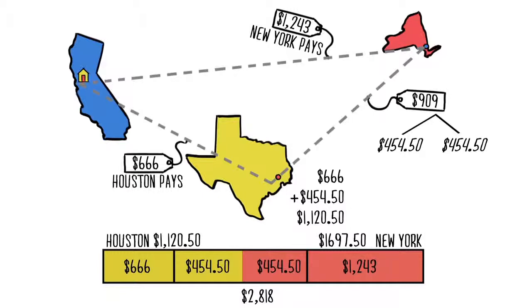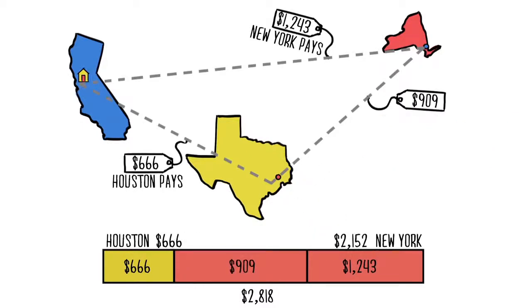Again, as Houston, I wouldn't be persuaded. Why should Houston pay half of the New York to Houston leg? They could say, "Hey, Houston's on the way to New York. I got Sal part of the way there. You can get him the rest of the way. Even if you pay the full $909, that's still a lot cheaper than the $1243 it would have cost you to fly him to New York."